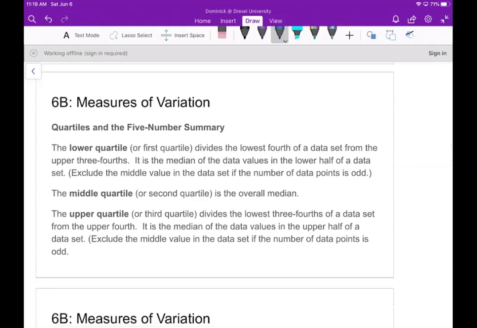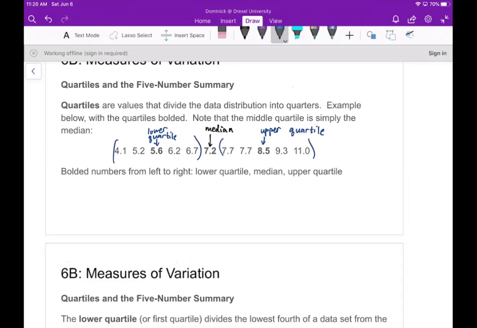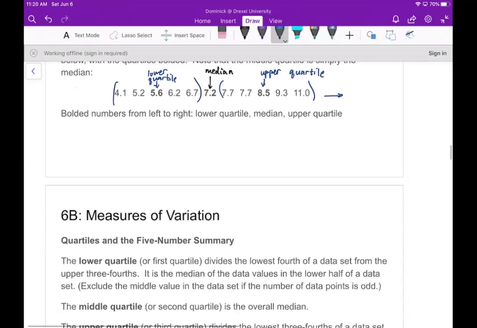Just to recap, the lower quartile, or sometimes called the first quartile, divides the lowest fourth of a data set from the upper 3/4. We just saw that it's the median of the data values in the lower half of a data set. If you're confused about whether you should include or exclude the middle value, in the last one we didn't include it, because the number of data points was odd. We had 11 data points in this data set, so we don't include the median when we break it up into lower and upper halves.